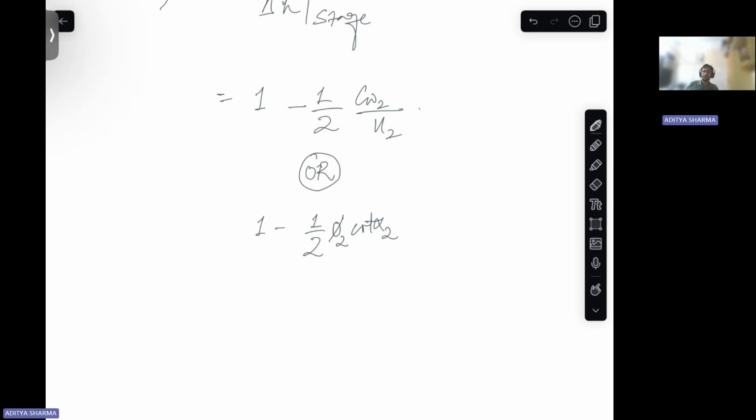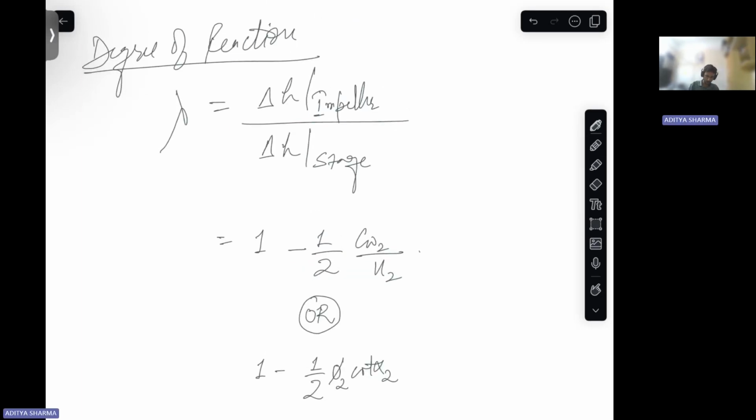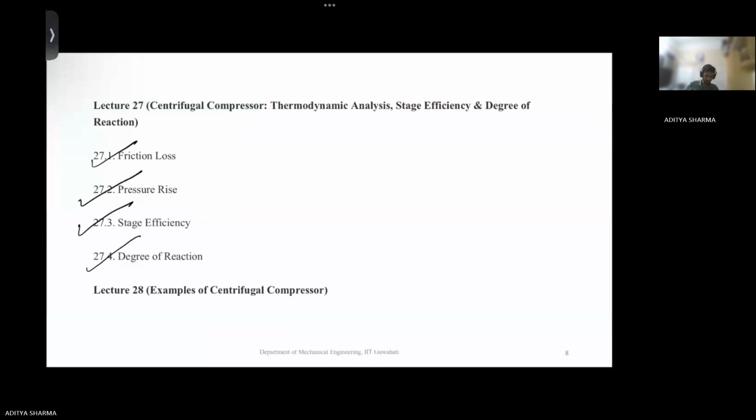The main thing in centrifugal compressors is that you are able to visualize the flows. If you are able to visualize the flows, that is the main thing. Other things you can do on your own, the mathematics you can do. But if you are not able to visualize it correctly, then it's a problem. Okay. So this is about your centrifugal compressor.